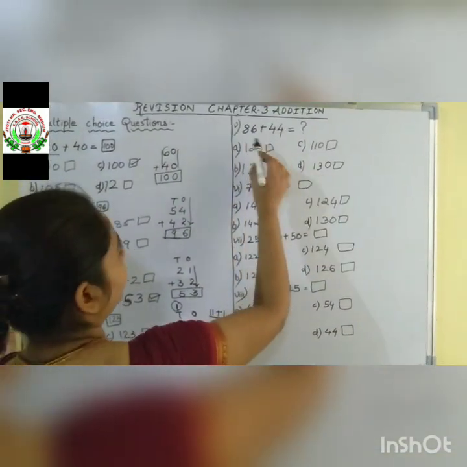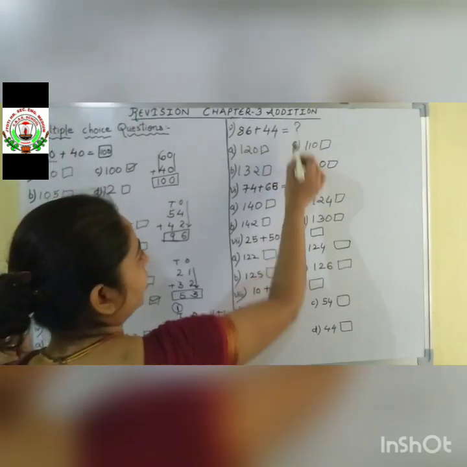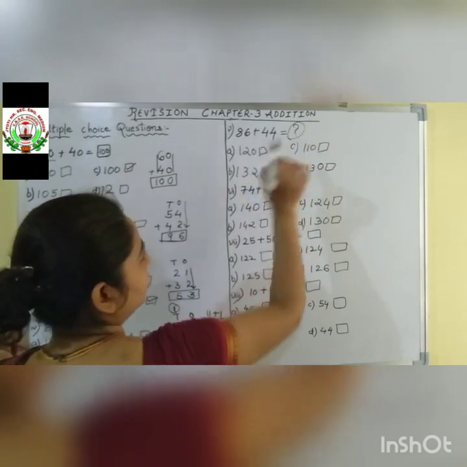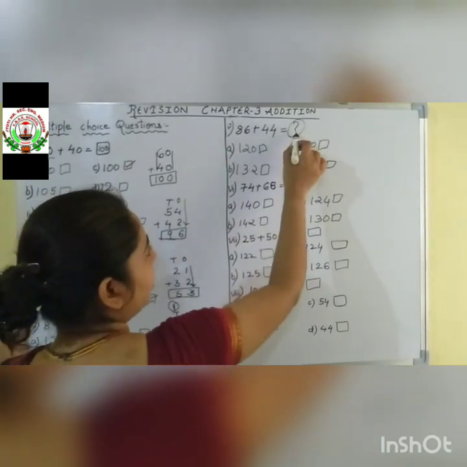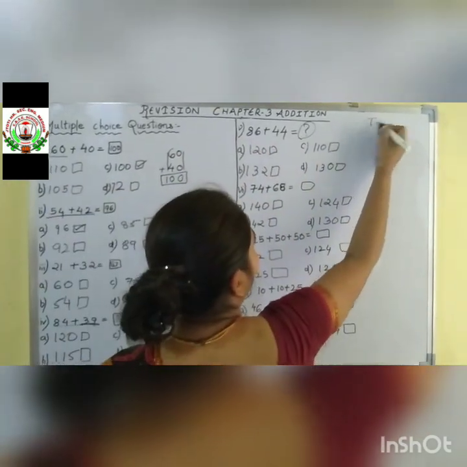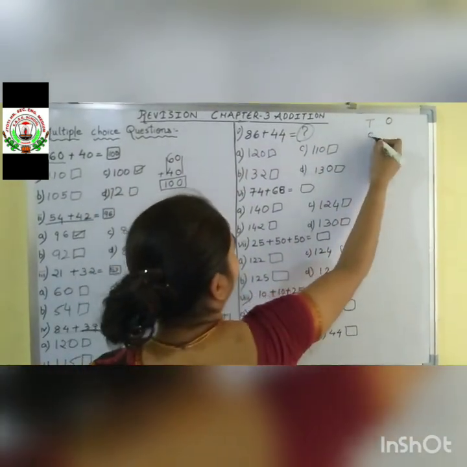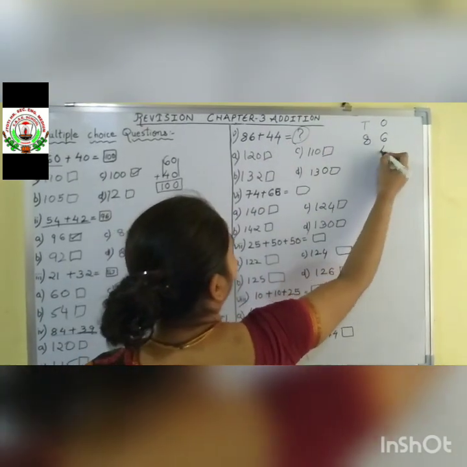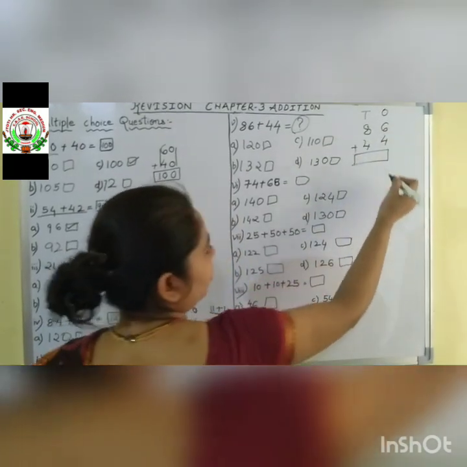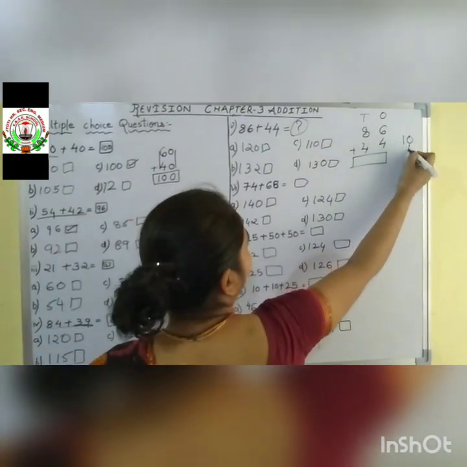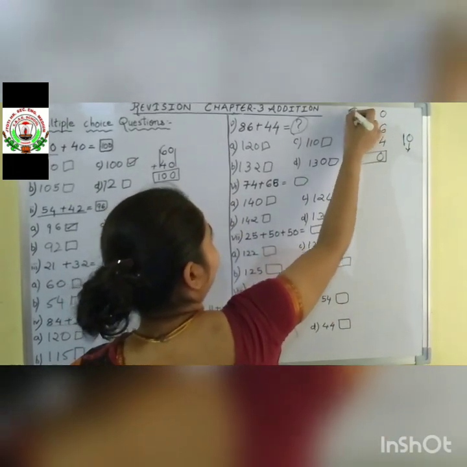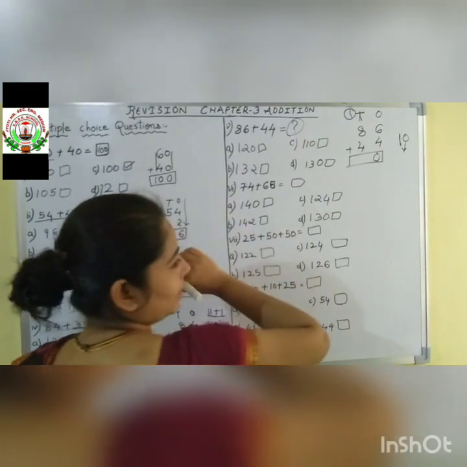Next question number 5. 86 plus 44. It is not necessary that box will be there. It can be questioned by using a question mark also. If question mark is there, you have to find that missing one. Okay. 86. Tens place, ones place. 86 then 44. Okay. Let us do the addition. 6 plus 4, 10. So this 0 will be coming in the ones place and this one it will be coming as carryover to the tens place like this.